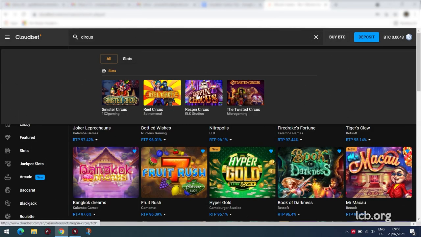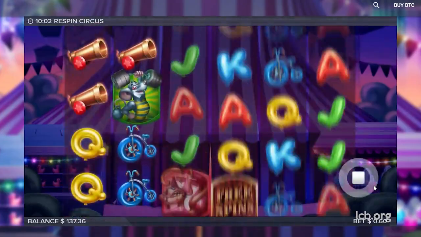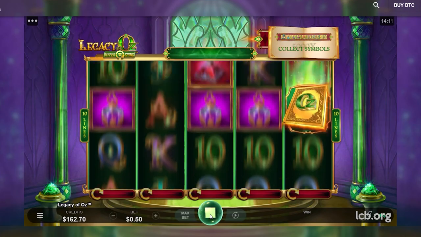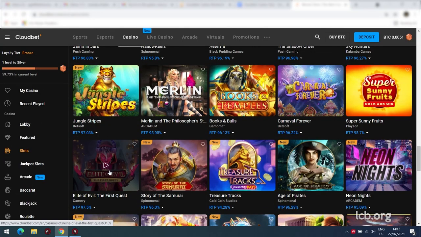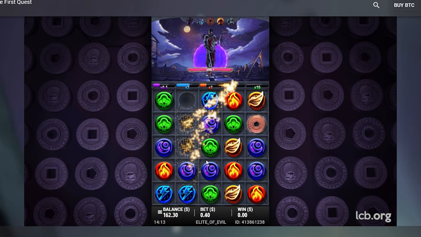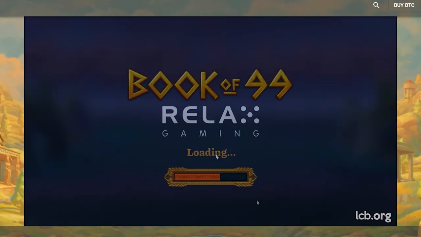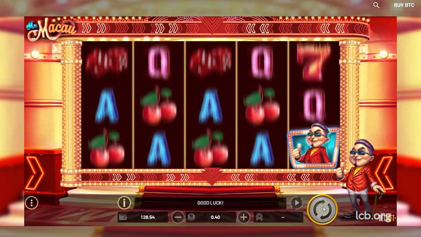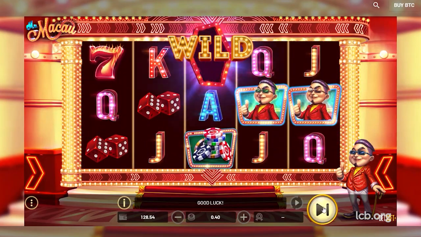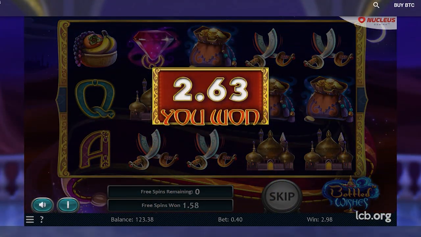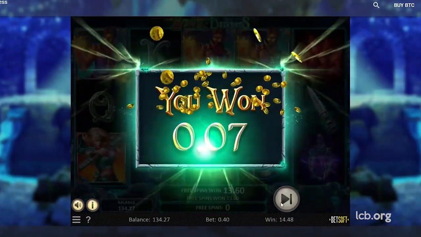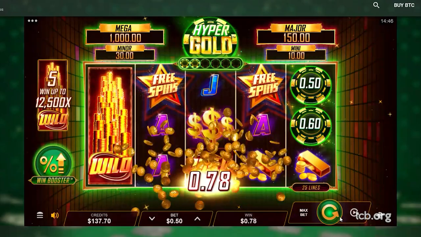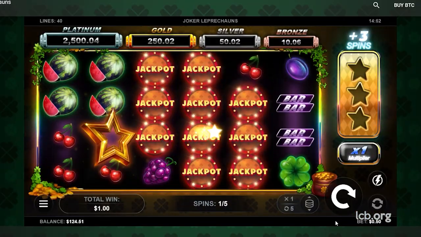On July 22nd, her playing session began with Respin Circus by ELK Studios, after which she launched Legacy of Oz by Triple Edge Studios and Microgaming. She quickly changed her mind and decided to explore Elite of Evil, the first quest by GameVing. The next in line was Book of 99 by Relax Gaming. Mr. Macau by Betsoft. Bottle Wishes by Nucleus Gaming. Book of Darkness by Betsoft. Hyper Gold by Gameburger Studios and Joker Leprechauns by Kalamba Games, where she had a couple of significant wins.